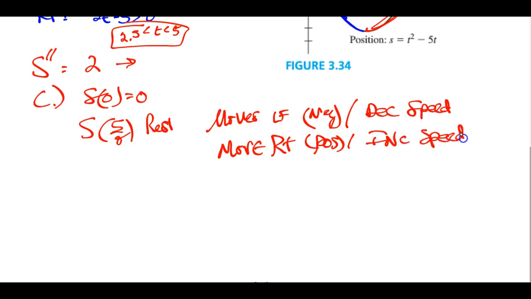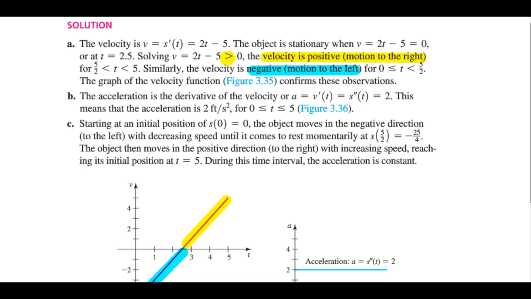Let's see how the author described this. That was positive direction to the right, increasing speed. Oh, good. And then, yeah, during the time interval. Oh, there it is. Negative direction, it's decreasing speed. All right, so they even graphed the velocity function.